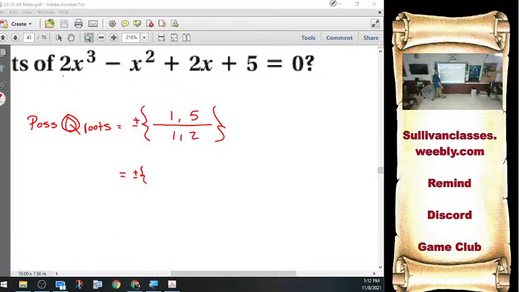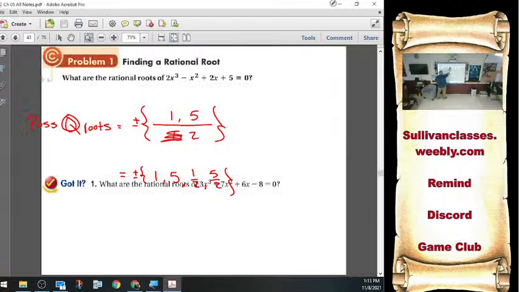So, I'm going to write all this junk over 1. 1 over 1, 5 over 1. I'm going to write all that junk over 2. Ta-da. So, how many possible rational zeros do I have? 8. Plus or minus 1, negative 1, 5, negative 5, 1 half, negative 5 halves, 5 halves. Like, I have 8 total options.